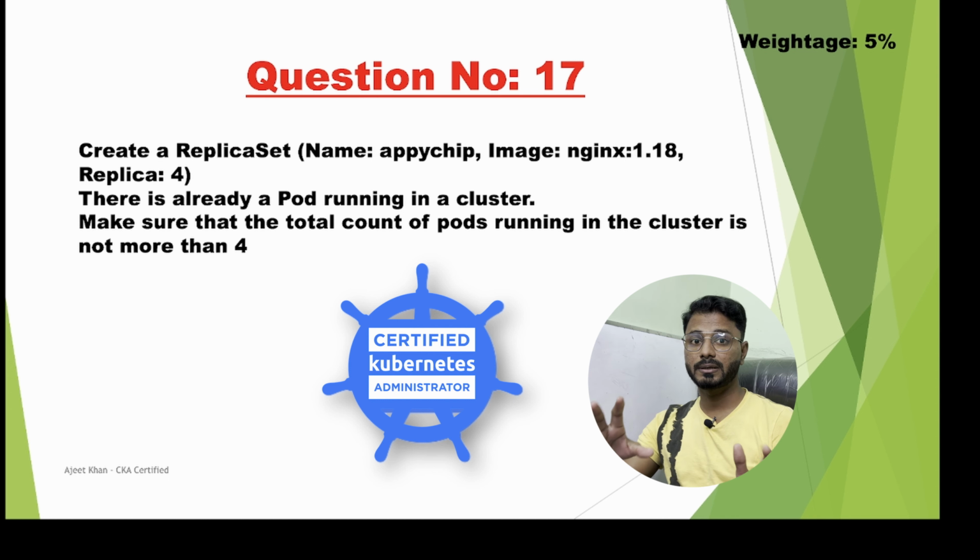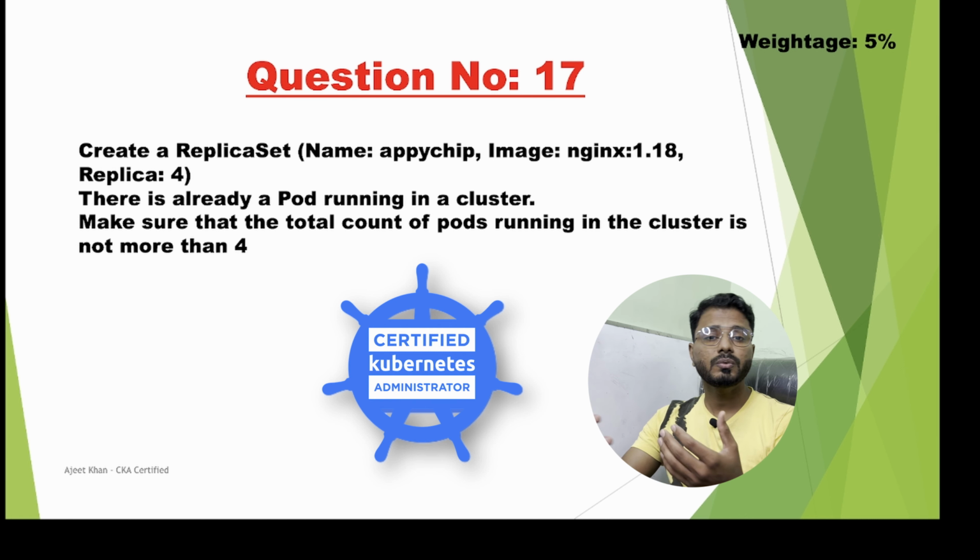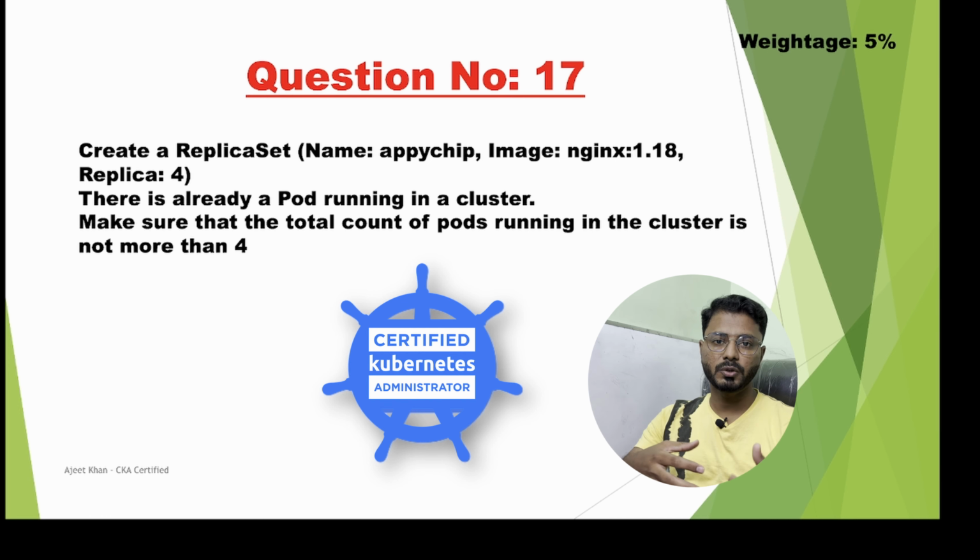So we need to create a replica set in this case, not a deployment or service or a pod. We need to create a ReplicaSet kind of object. Then there is already a pod running in the cluster. Make sure that the total count of the pods running in the cluster is not more than 4. That means there is already a pod running from this ReplicaSet. We need to make sure that when we are creating a new ReplicaSet, the total count should match 4.